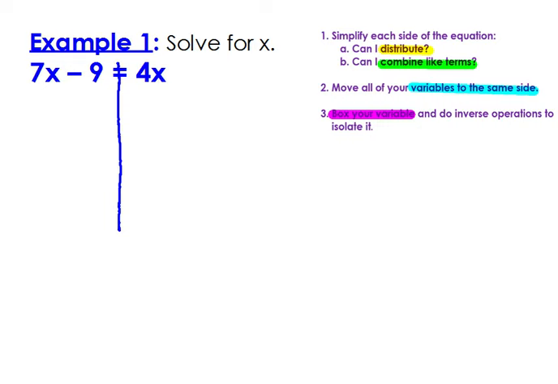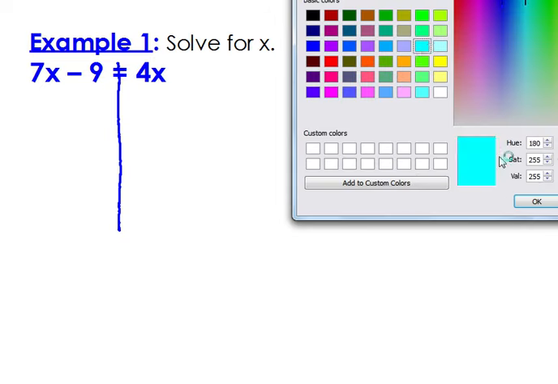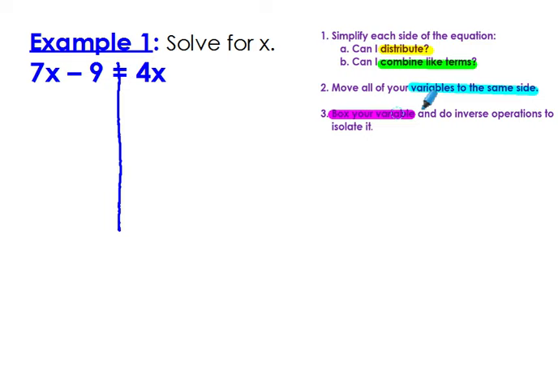The next step says move all your variables to the same side. Well, right now they're on two different sides. So what I'm going to want to do is get them all on the same side. So, when I look at these two variables, you can decide which side you want to move them to. It doesn't matter. So I personally would rather move this one over here. That way the plain number is on one side and the variable is on the other side. Because you don't want to be left with nothing over here.